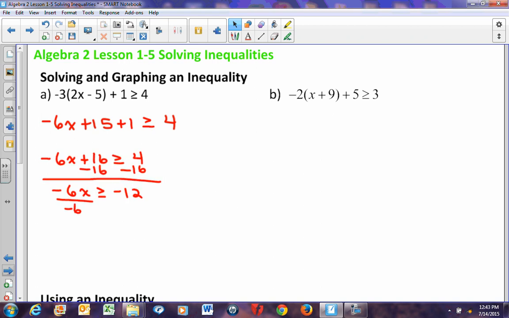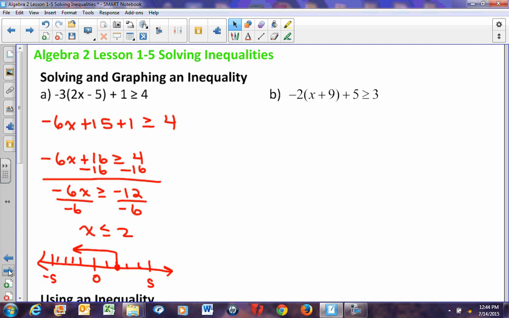Divide by negative 6. I am dividing by a negative number, which means I must reverse my inequality symbol. So now instead of greater than, it's less than or equal to. Negative 12 divided by negative 6 is positive 2. To graph this, simple enough, drawing a number line. It's a closed circle at 2, and the line going to the left. This points to the left, it's less than.